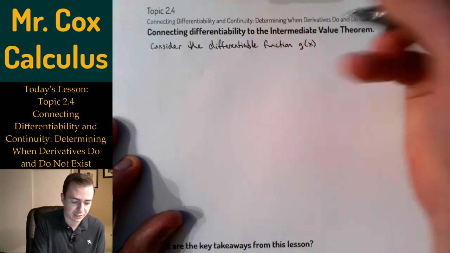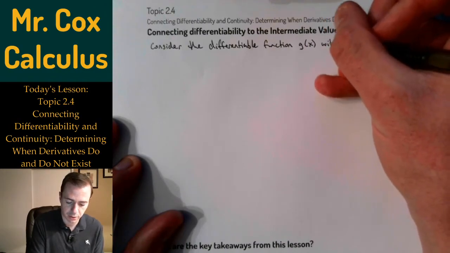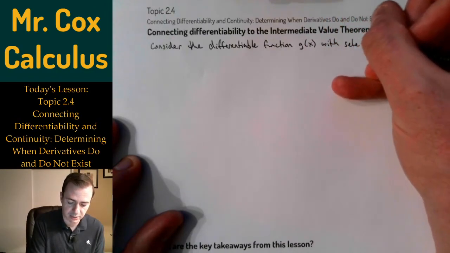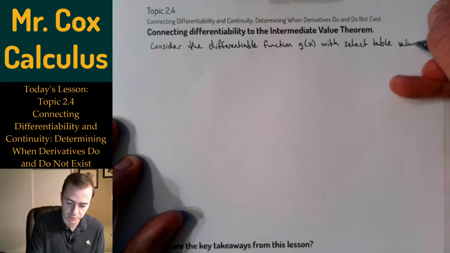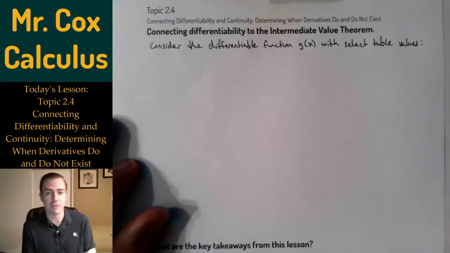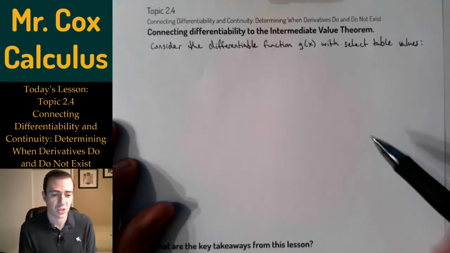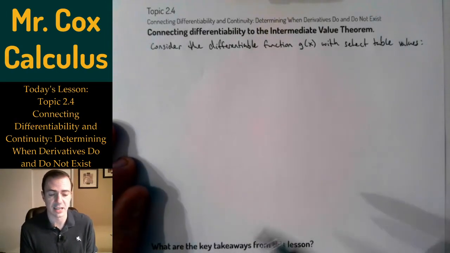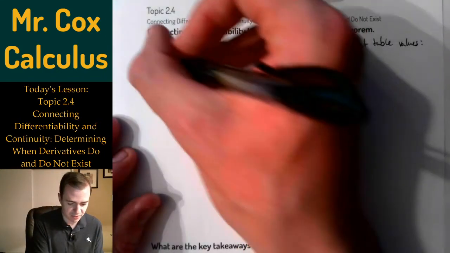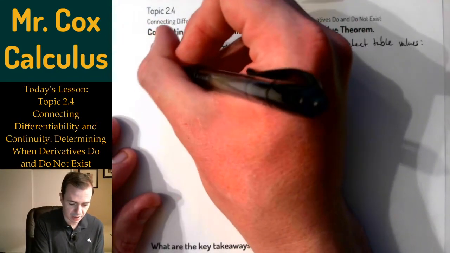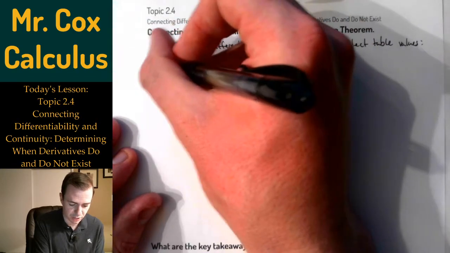g of x with select table values. So let's say that we have a function, we're told that it's differentiable, meaning that the derivative exists at every single point in g of x, and we have these values. So we'll have values for x and values for g of x.